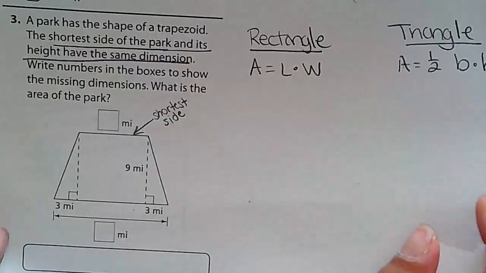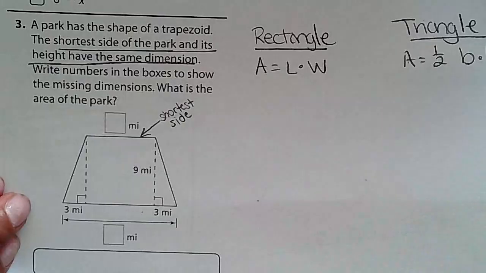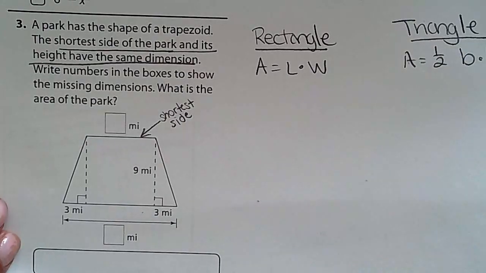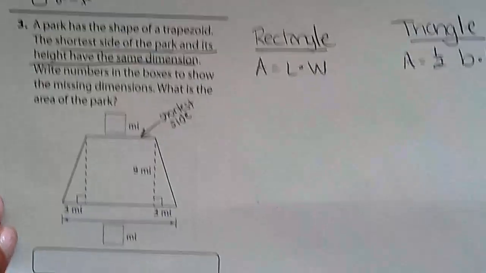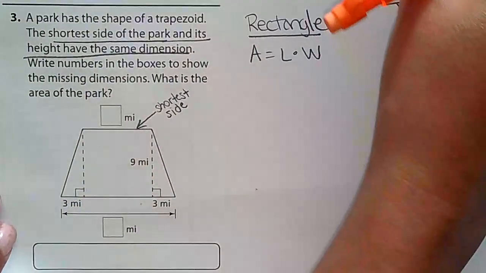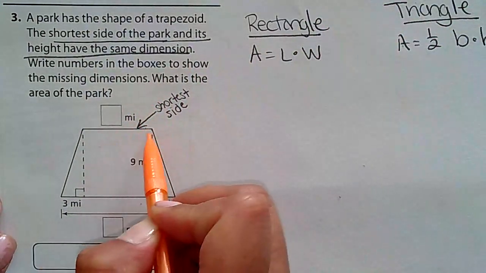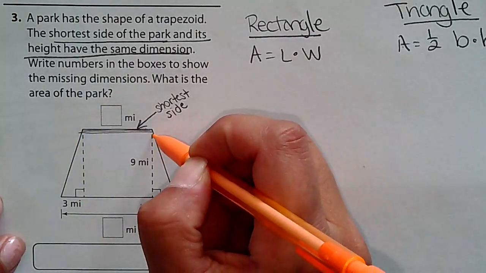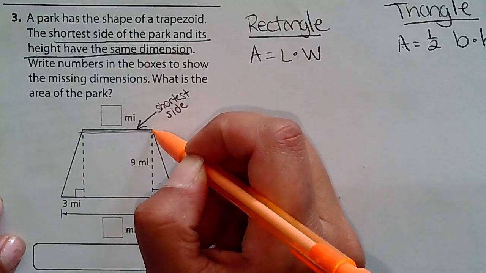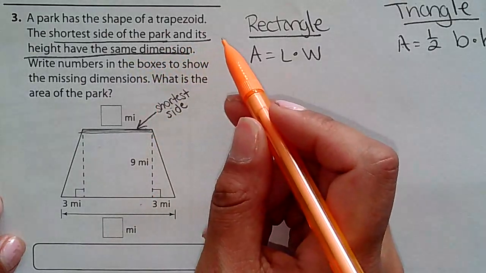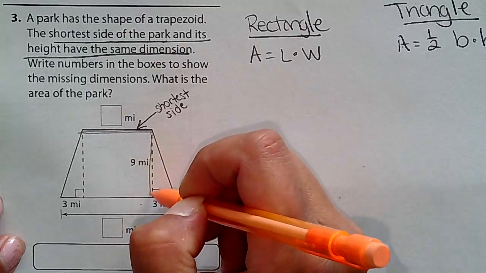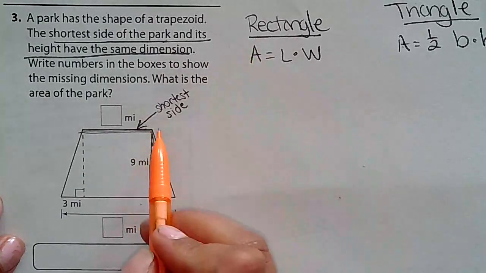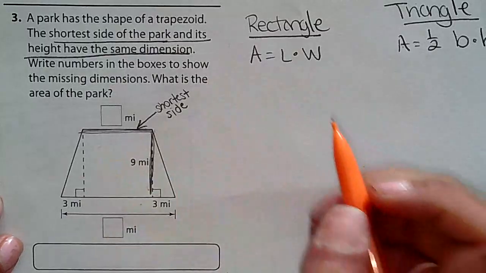Number 3. A park has the shape of a trapezoid. The shortest side of the park and its height have the same dimension. Write numbers in the boxes to show the missing dimensions. What is the area of the park? So we have to do a couple things. So I drew you an arrow. This is the shortest side of the park. This is the height. Where is it? The height of the park right here. So if they have the same dimension, the height is 9, that means the shortest side is also 9.